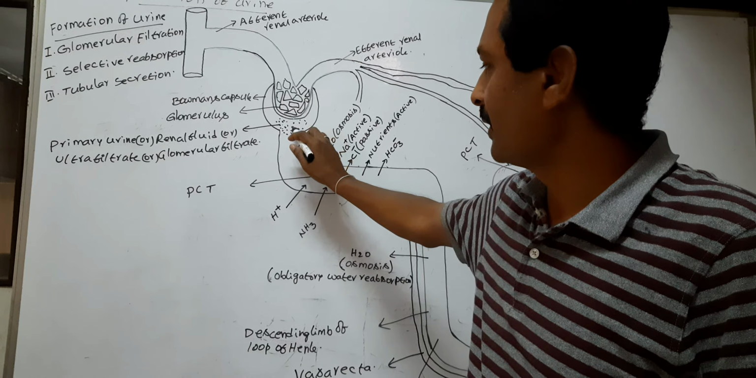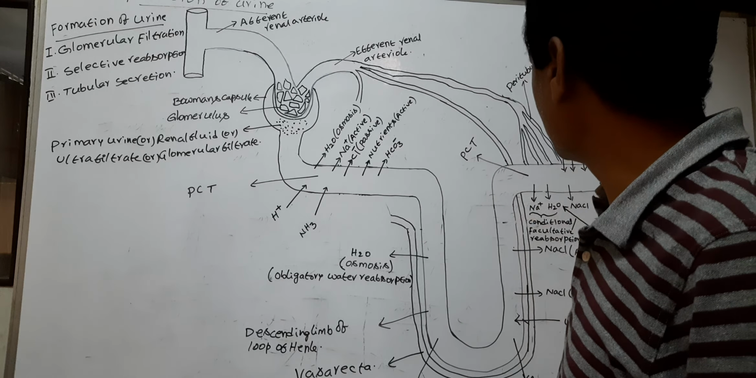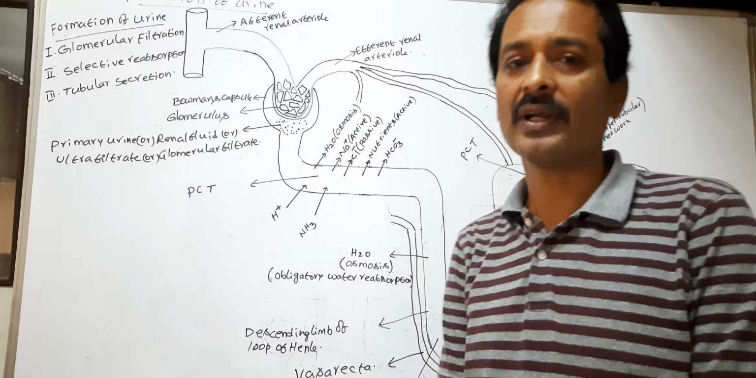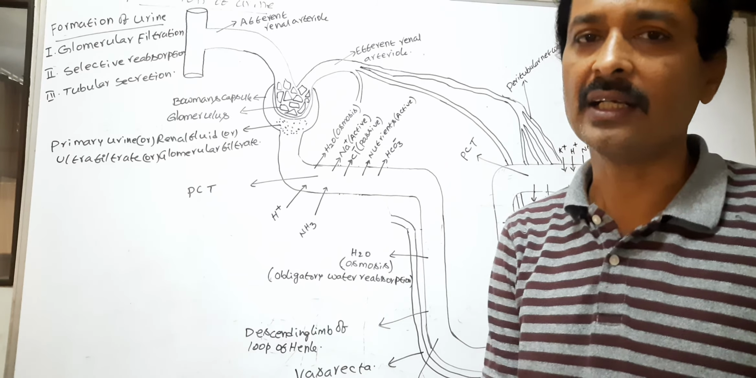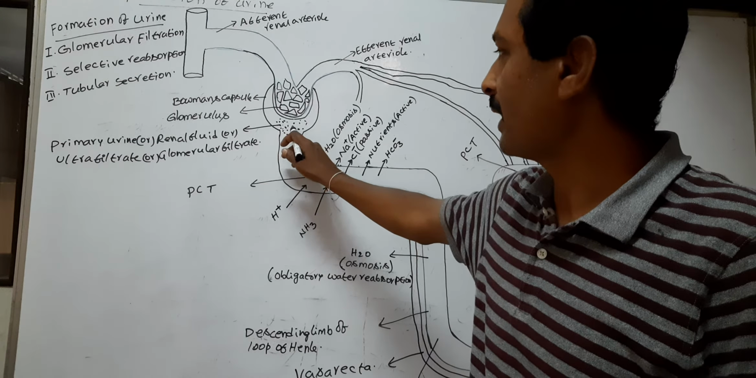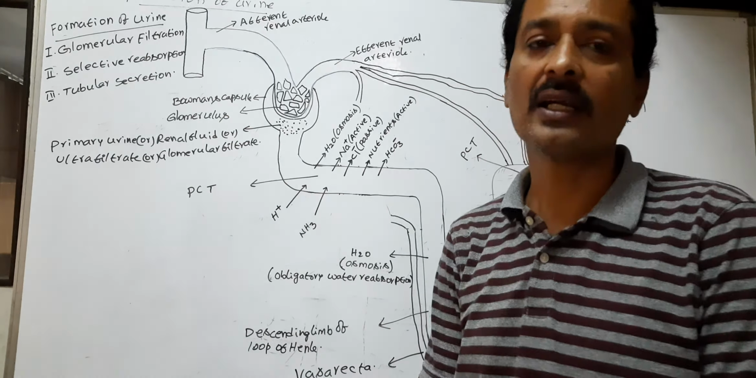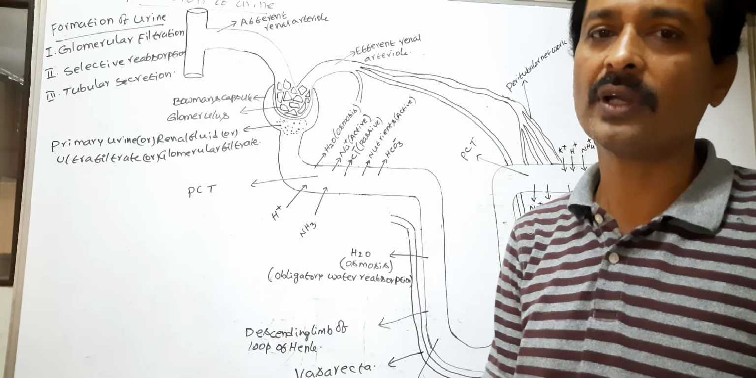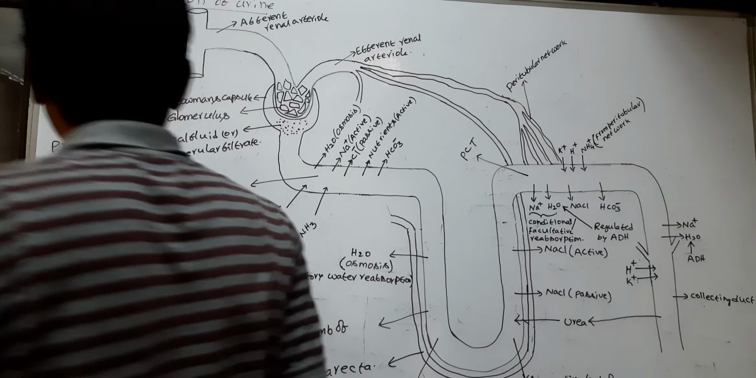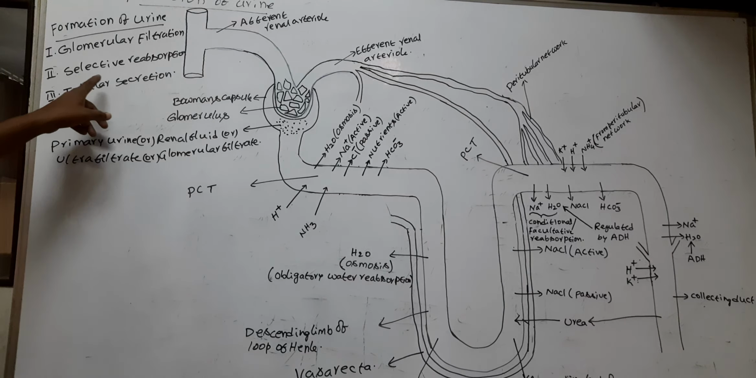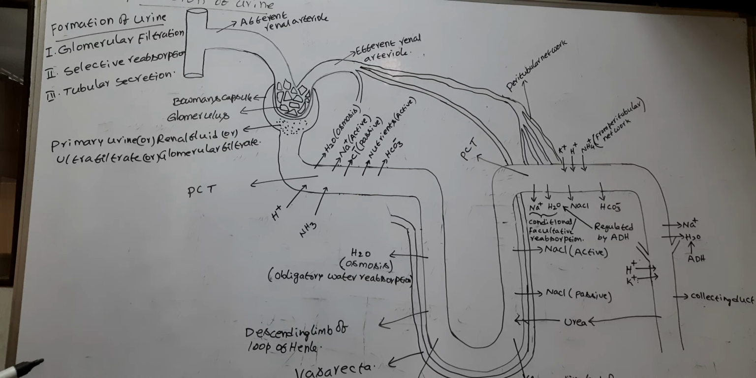Now the primary urine travels through the different parts of the nephron and forms highly concentrated urine. Here the primary urine is hypotonic to cortical fluid. So this is glomerular filtration. Next, selective reabsorption and tubular secretion.